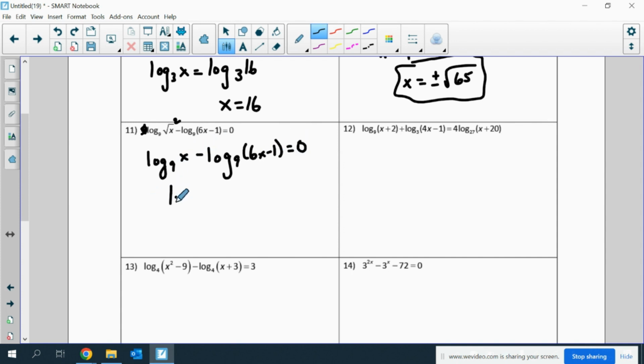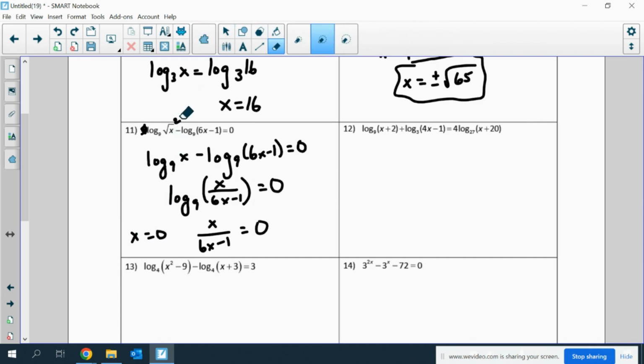Then I'll use the condensing rules for logs to do x divided by 6x minus 1 on the inside of the log. So then x divided by 6x minus 1 equals 0. And the only way that that works is if x equals 0. However, x cannot be 0, because that would make the inside of a log equal to 0 in the original problem, and it would make this one equal to negative 1, which doesn't make any sense. So this has no solution.